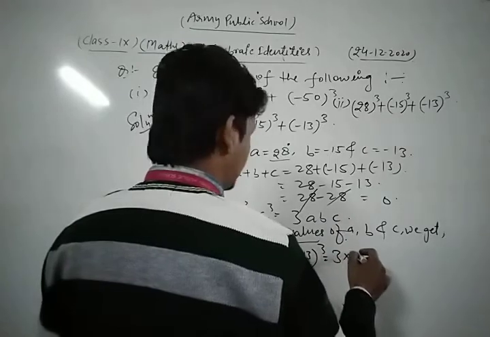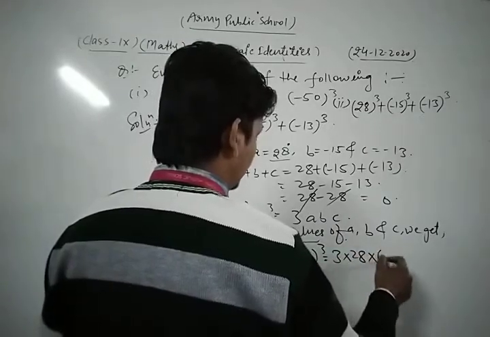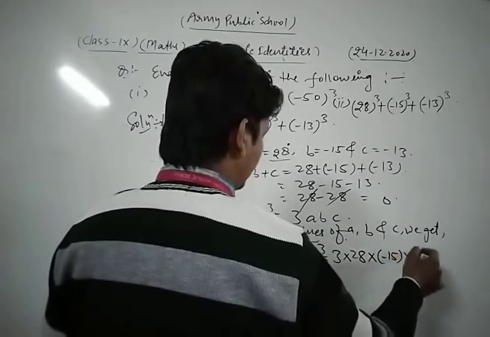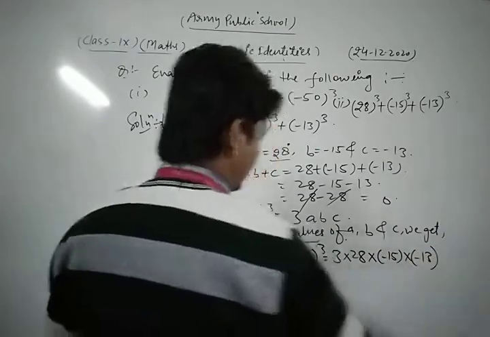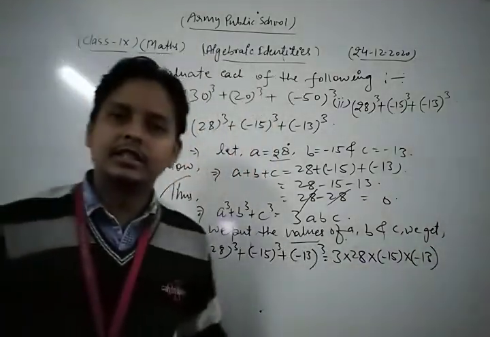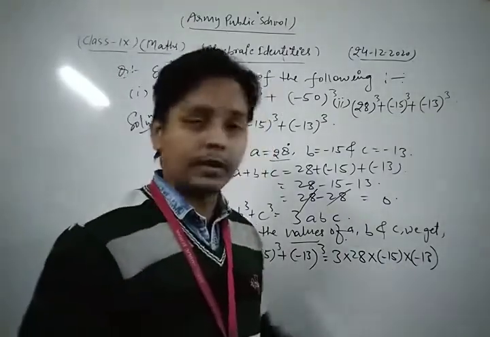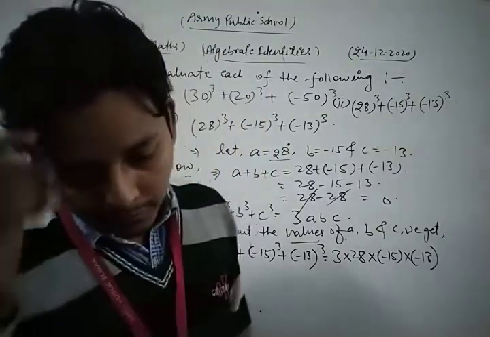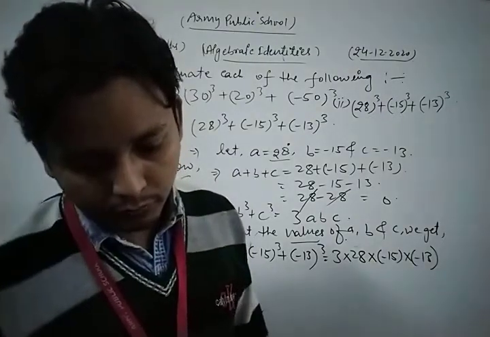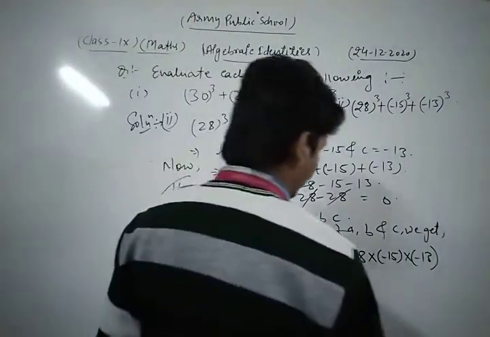So 3 into a means 28, b means minus 15 and c means minus 13. Thus, this is the process to solve that type of question. Now we multiply them. Minus is converted into plus, and the value of this is 16,388.